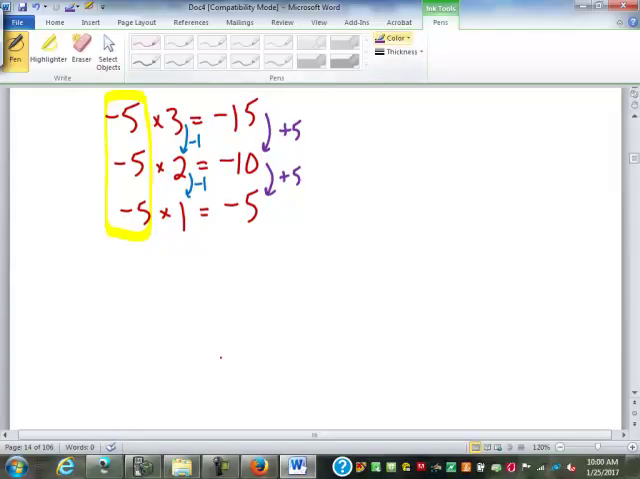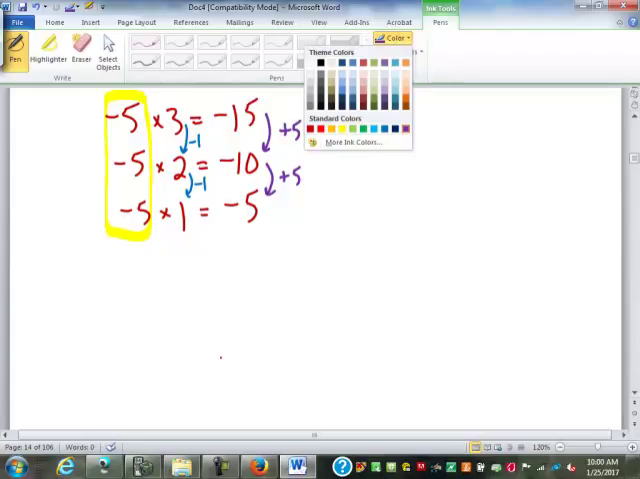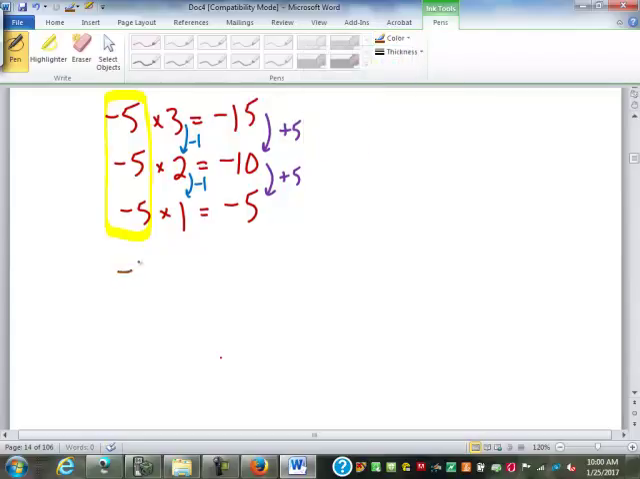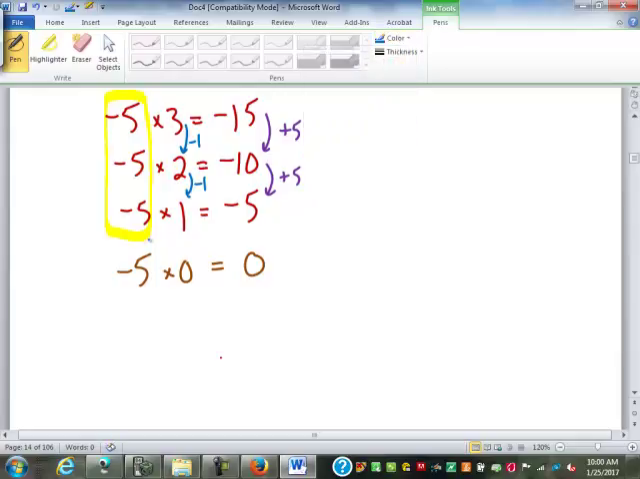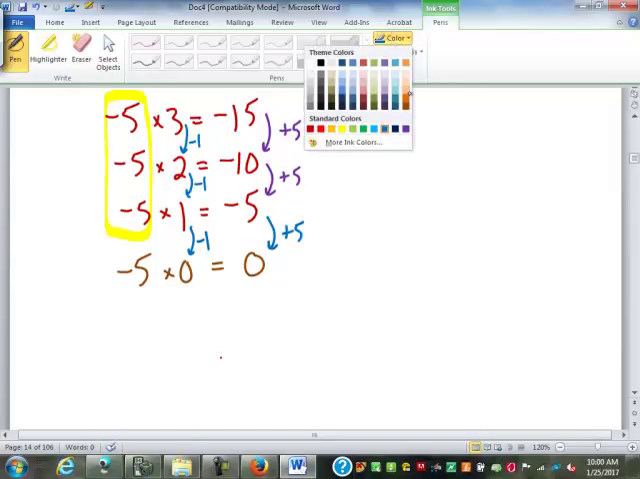So if we go the next step, negative 5 times 0. What's anything times 0 have to be? 0. So let's check and see if that holds true. Well, we still started with negative 5. That's still true. Did we reduce this by 1? Yes, we did. Did this go up by 5? Yes, it did. So the pattern holds true.